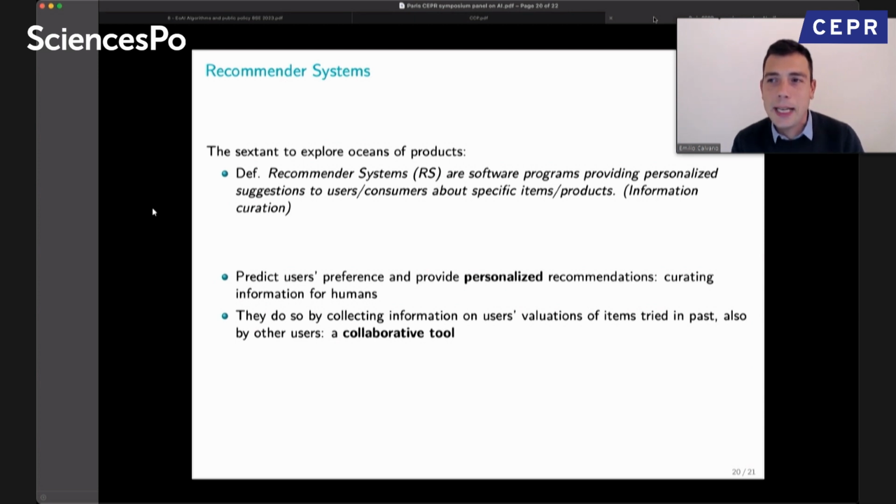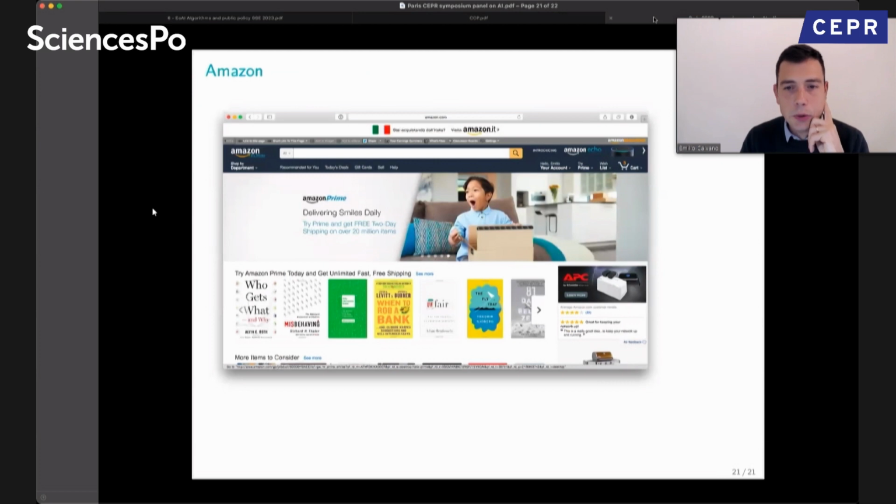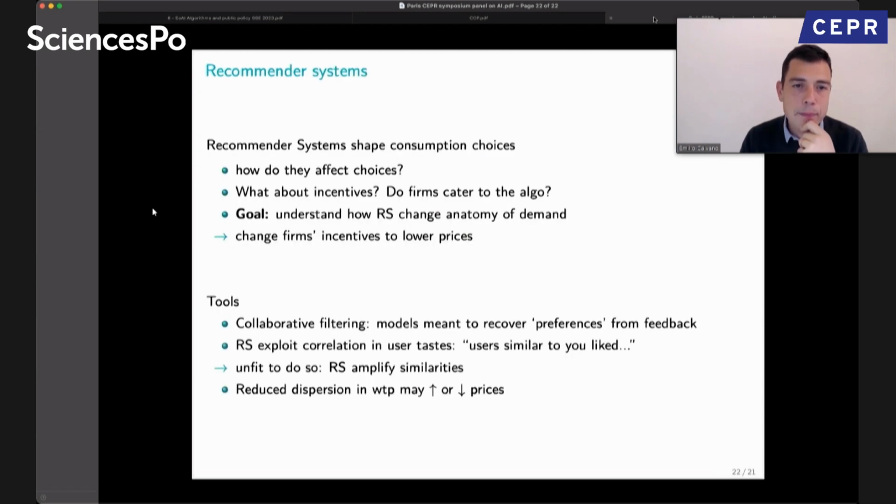They use some data and they try to predict, among a set of items, which items would actually engage us the most. And they do this in a collaborative fashion, in the sense that they also use data from similar users to figure that out. Now, of course, these algorithms shape consumption choices, right?